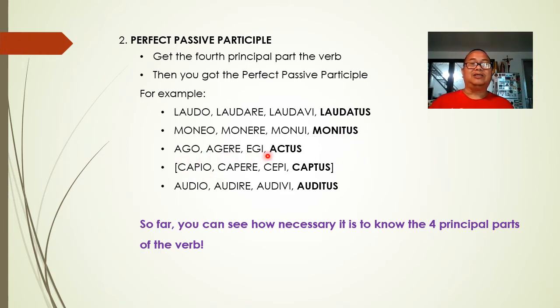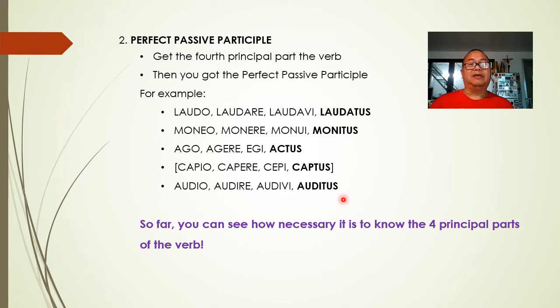Ago, agere, egi, actus. That's it, actus, the perfect passive participle. Capio, capere, cepi, captus. So, captus is the perfect passive participle. Audio, audire, audivi, auditus. That's it, the fourth principal part, auditus, is the perfect passive participle.